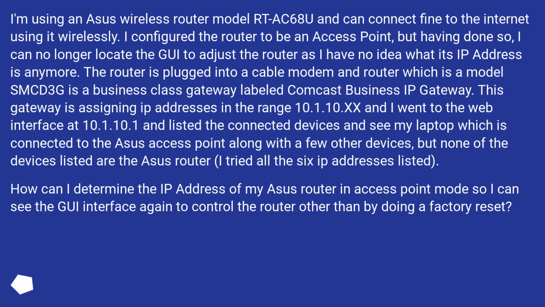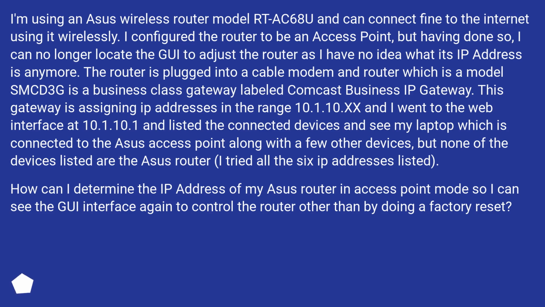The router is plugged into a cable modem and router, which is a model SMTG business class gateway labeled Comcast Business IP Gateway. This gateway is assigning IP addresses in the range 10.1.10.x, and I went to the web interface at 10.1.10.1 and listed the connected devices and see my laptop, which is connected to the Asus access point, along with a few other devices.